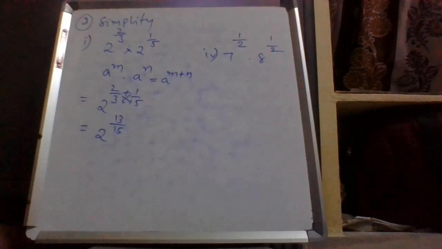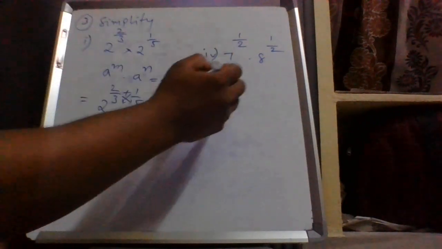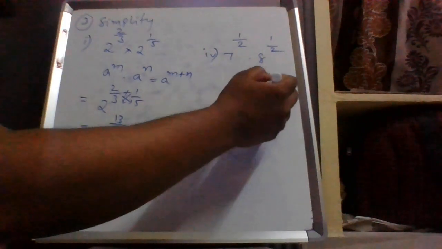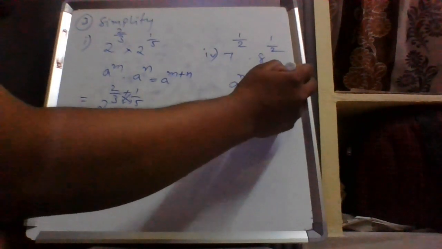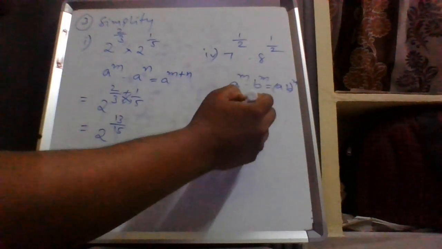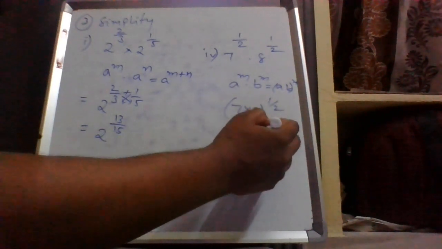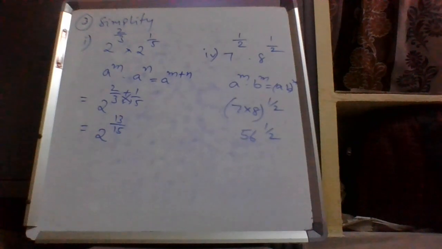The next one is this one. Here the formula is a power m into b power m, which gives a into b whole power m. So a into b means 7 into 8 whole power 1 by 2, which gives 56 whole power 1 by 2. We can't simplify more than this, that much only. So in this way we can solve both sums.